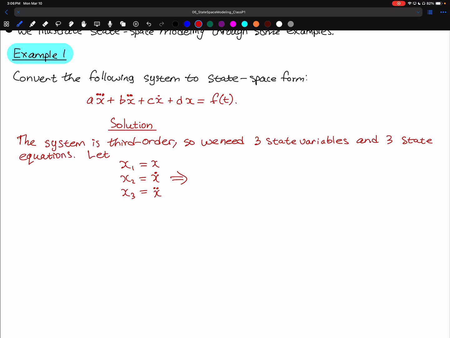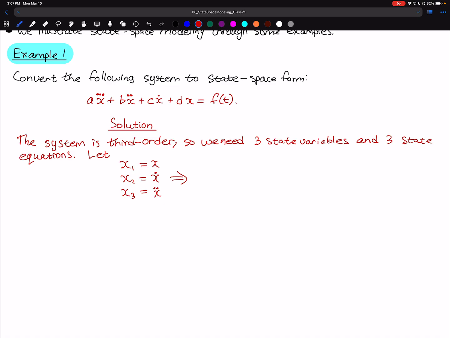These are going to be our state variables. So we'll have x1, x2, x3. And we've set them equal to x, x dot, and x double dot. So that in general, since we need n state variables, we're always going to start with the 0th derivative, then set the second one to the first derivative, the third to the second derivative, and so on up to xn, which will be equal to the n minus 1 derivative.